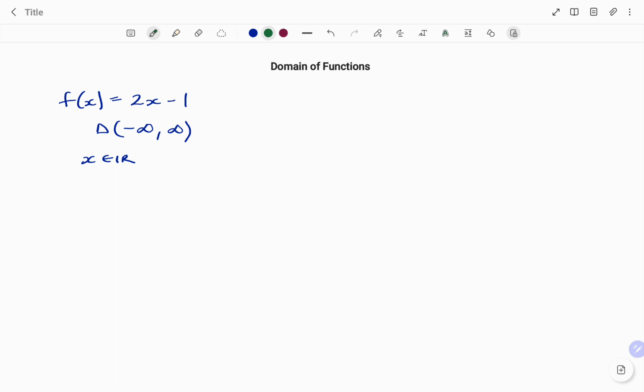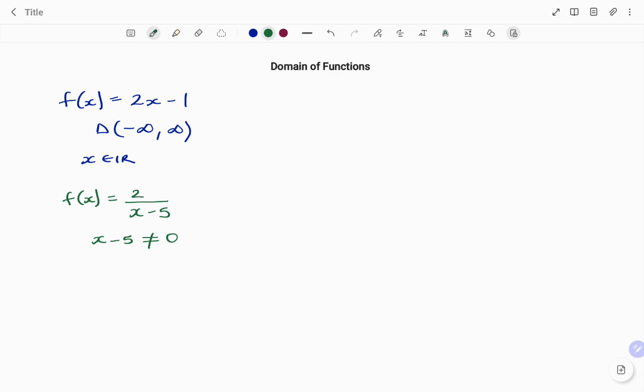If I have f of x equals 2 over x minus 5. Note that this is a rational function, and so therefore the denominator must not be equal to 0. If you have the denominator of any fraction equal to 0, then it will give you an undefined value. So to find the domain, we'll say x minus 5, which is the denominator, cannot be equal to 0.